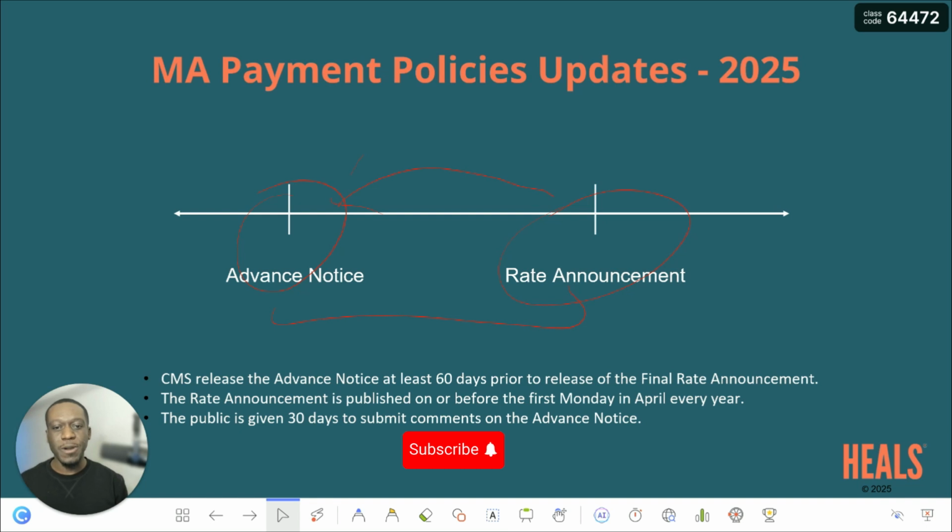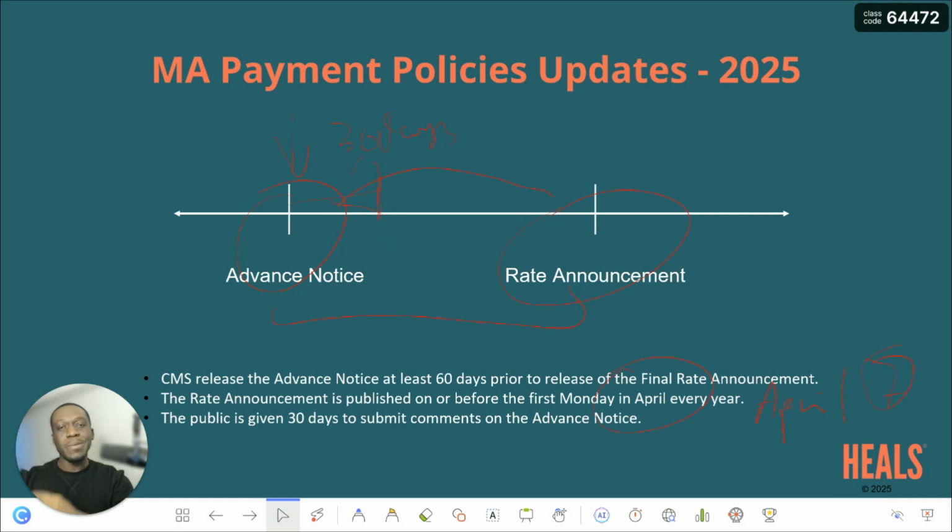The rate announcement is published on or before the first Monday of April every year. This year, the first Monday of April is April 7th, and therefore the rate announcement is supposed to be published on or before that time. The public is given 30 days to submit comments on the advance notice. So after the advance notice publication, there is a 30-day comment period.